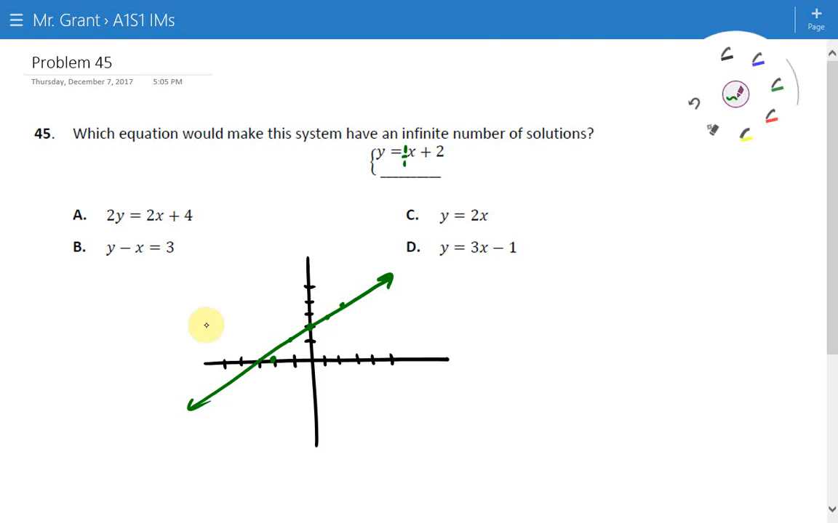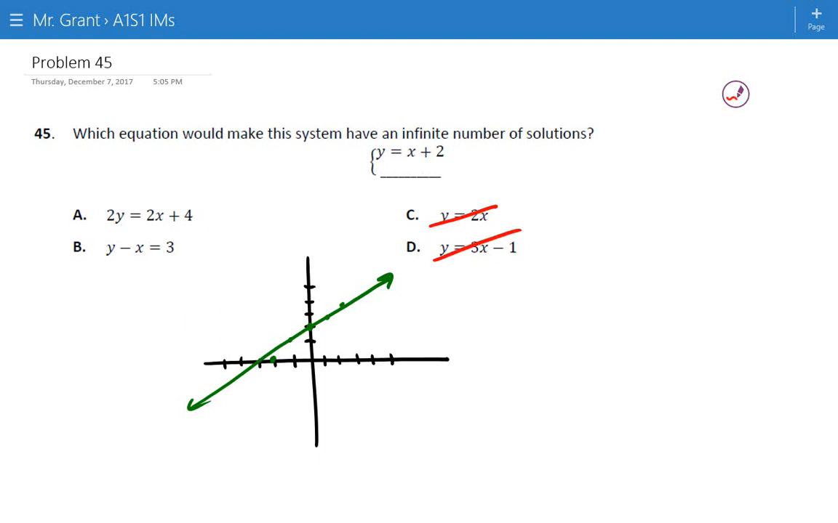In order for another graph to cross this one an infinite number of times, our other graph needs to be in the exact same spot, which is really just a fancy way to say it needs to be the exact same line as our green line that's on here. So which of these equations are exactly the same as y equals x plus 2? Well, not this one, not this one. It's down to a and b, right?